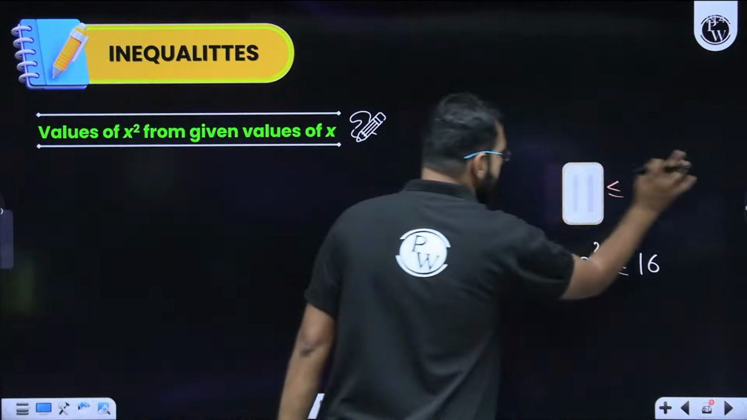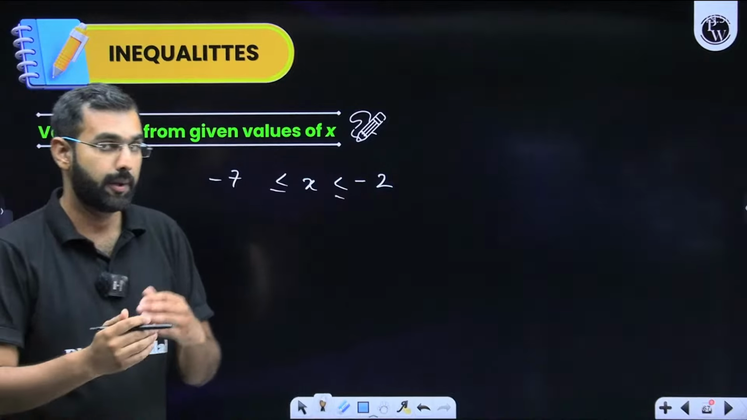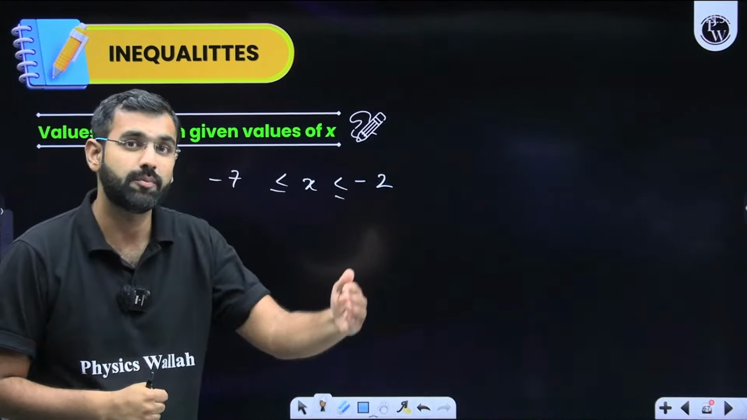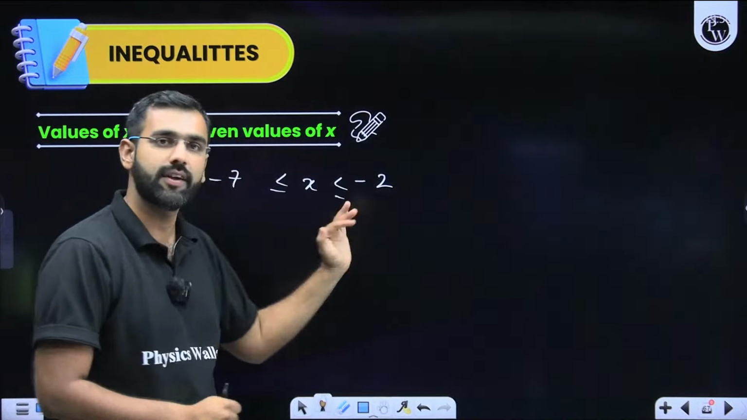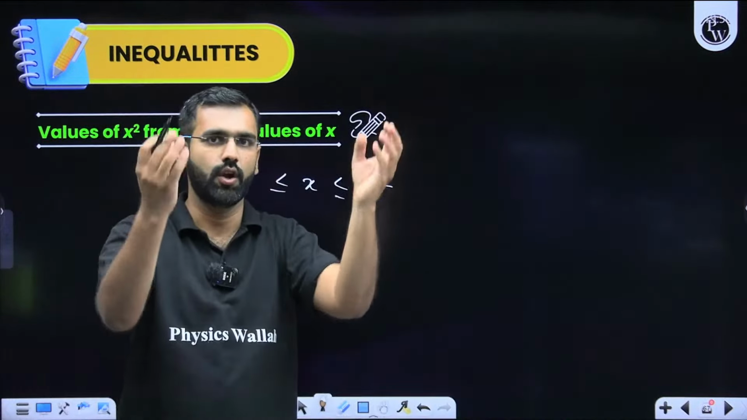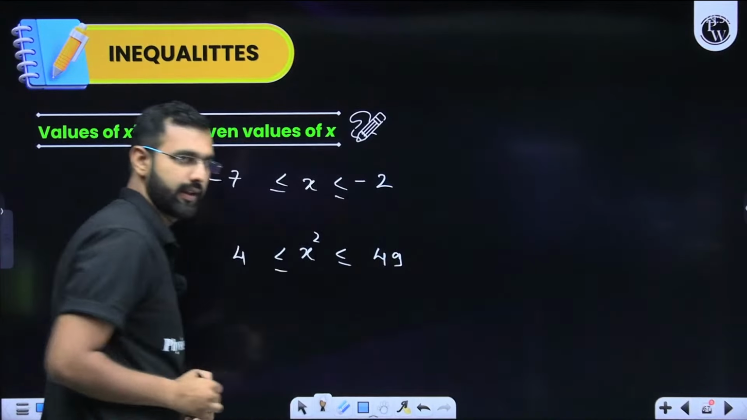But let's say instead of this, what if I had x from minus 7 to minus 2? In that case, what will happen? Imagine you have numbers minus 7, minus 6, minus 5, minus 4.9, minus 3, minus 2.1 and minus 2. If you square all these numbers, what will be the least value and the greatest value? The least value will be minus 2 square, which is 4. And the greatest value will be minus 7 square, which is 49.